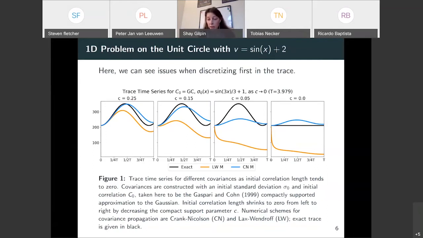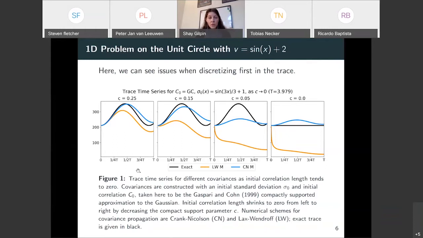These initial covariances are constructed using an initial standard deviation function sigma naught and an initial correlation function, which we take to be the Gaspari-Cohn compactly supported approximation to the Gaussian. This correlation function depends on a compact support length parameter, lowercase c, which allows us to adjust the initial correlation length of our covariance matrices.